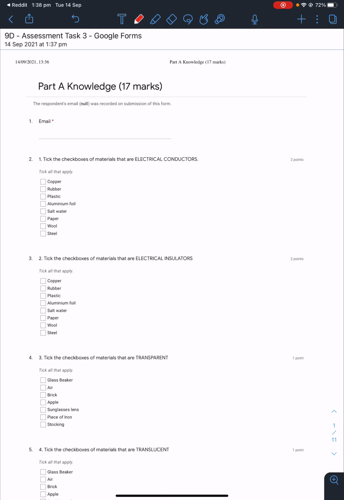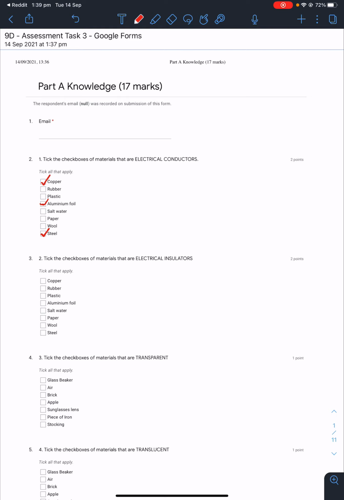Okay, question 1. We're ticking the check boxes of the materials that are electrical conductors. Remember that metals are electrical conductors. So let's tick the metals. Copper and rubber and plastic are not metal. Aluminium foil is metal. And steel is metal down the bottom.